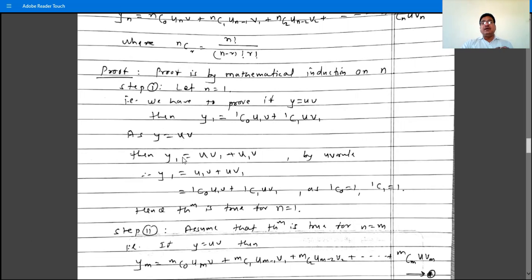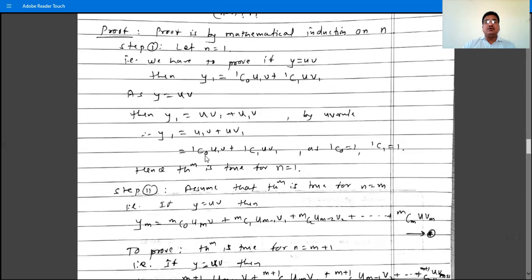So y is u into v, and what is y1? y1 means its first order derivative. By using the u into v rule, the derivative of u into v is u v1 plus u1 v: u times the derivative of v plus v times the derivative of u. Here the suffix means the derivative. So we write the second term as the first term, and the first term as the second term.